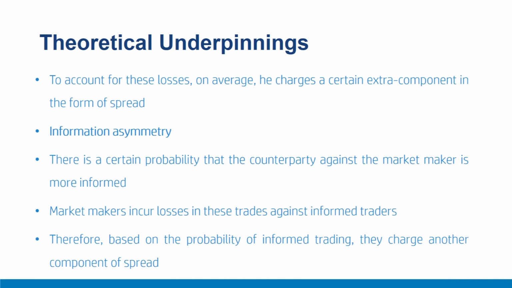Next, we have the information asymmetry hypothesis. There is a certain probability that the counterparty against the market maker will be more informed. Market makers incur losses in such trades. Based on their experience, market makers will have a certain estimation of information events, for example through examining order imbalances on buy and sell sides. Based on this, they will have a certain estimate of losses, and to cover these losses, they will charge a certain extra component of spread in all the trades, since they cannot identify who is the informed trader and who is not.